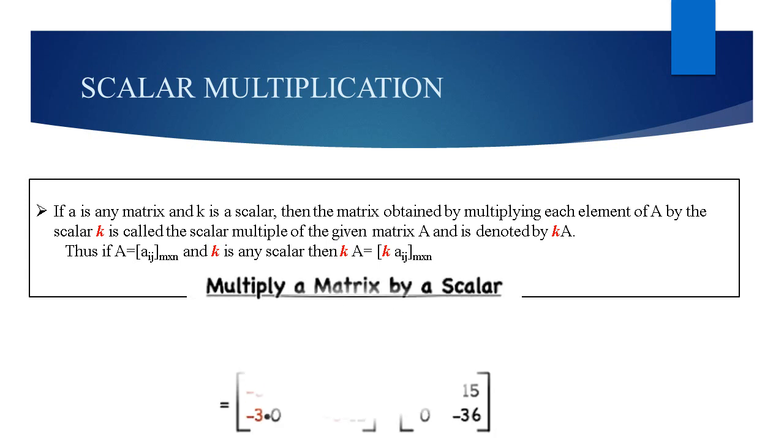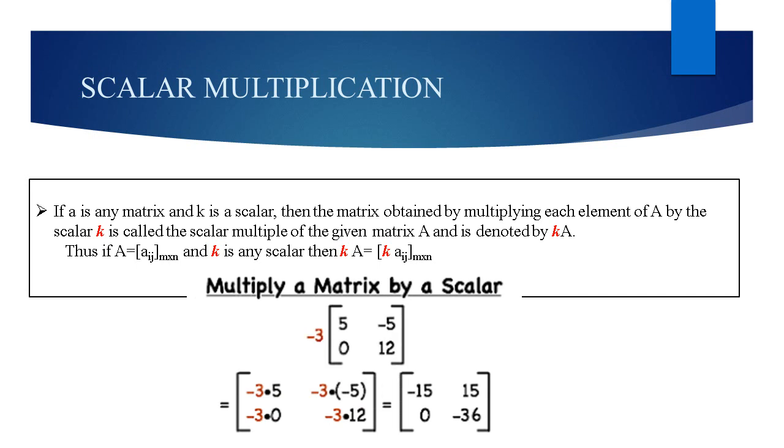See the example. Multiply a matrix by a scalar. Now the given matrix is 5, minus 5, 0, 12 and minus 3 is the scalar. Now we have to multiply by minus 3 each and every element of the matrix. So minus 3 into 5 equals minus 15, minus 3 into minus 5 equals 15, minus 3 into 0 equals 0, minus 3 into 12 equals minus 36. So this is your required result. Here we have multiplied minus 3 with all the elements of the matrix.